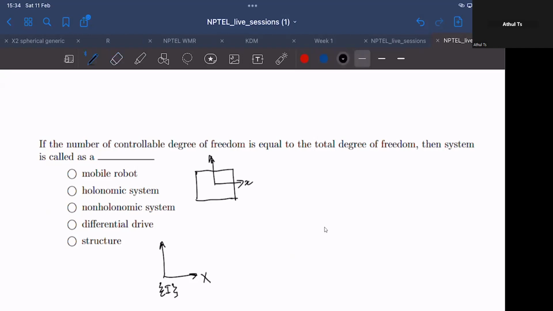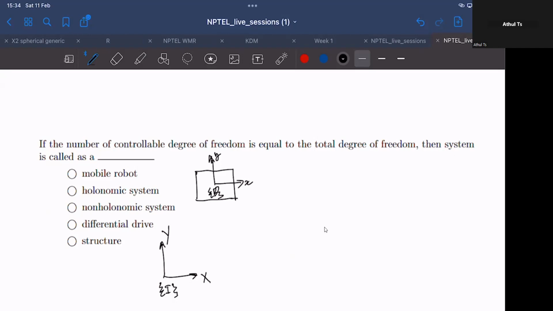Yeah, this is X, capital X and capital Y. This is small x and small y. This is a body fixed frame. So a degree of freedom for this robot would, the definition would be the number of variables to fully define the configuration of a mobile robot. So how many variables would you require to fully define the configuration of a wheel mobile robot?